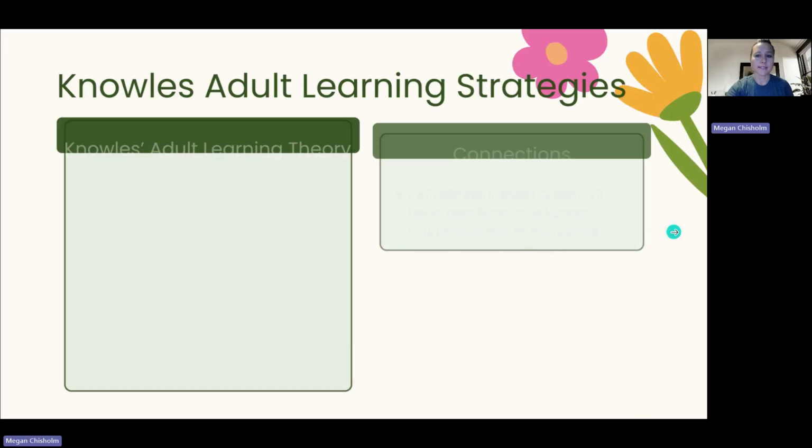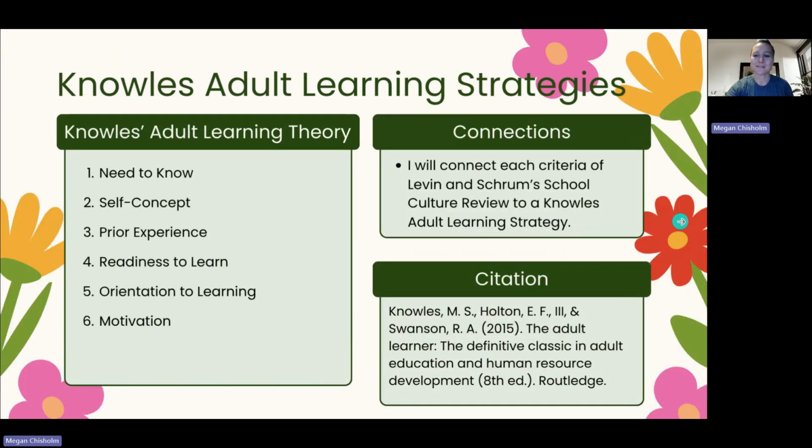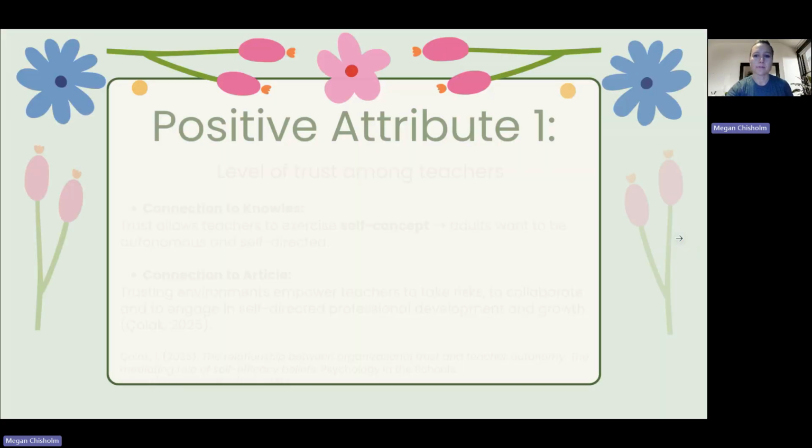I made an outline for myself to stay on track. I'm trying to keep this under 10 minutes. I went ahead and connected each of Knoll's adult learning theories to each of my positive and negative attributes, just because it made sense to me to organize it in that way. And I liked connecting Knoll's theories to the text and articles that I found. And so I'm going to jump in.